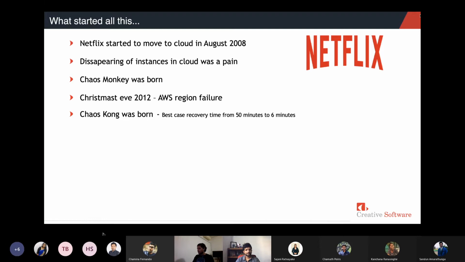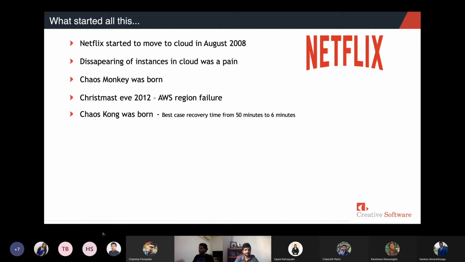For region services, the problem is you have to redirect the traffic from a failed region to another available region. At the beginning, this test took days to complete a single migration. With time, by frequently creating this chaos in their system with Chaos Kong, they learned better ways to fix it faster. In the beginning, the best case recovery time was about 50 minutes, and they managed to bring it down to 6 minutes with continuous region failure simulations.